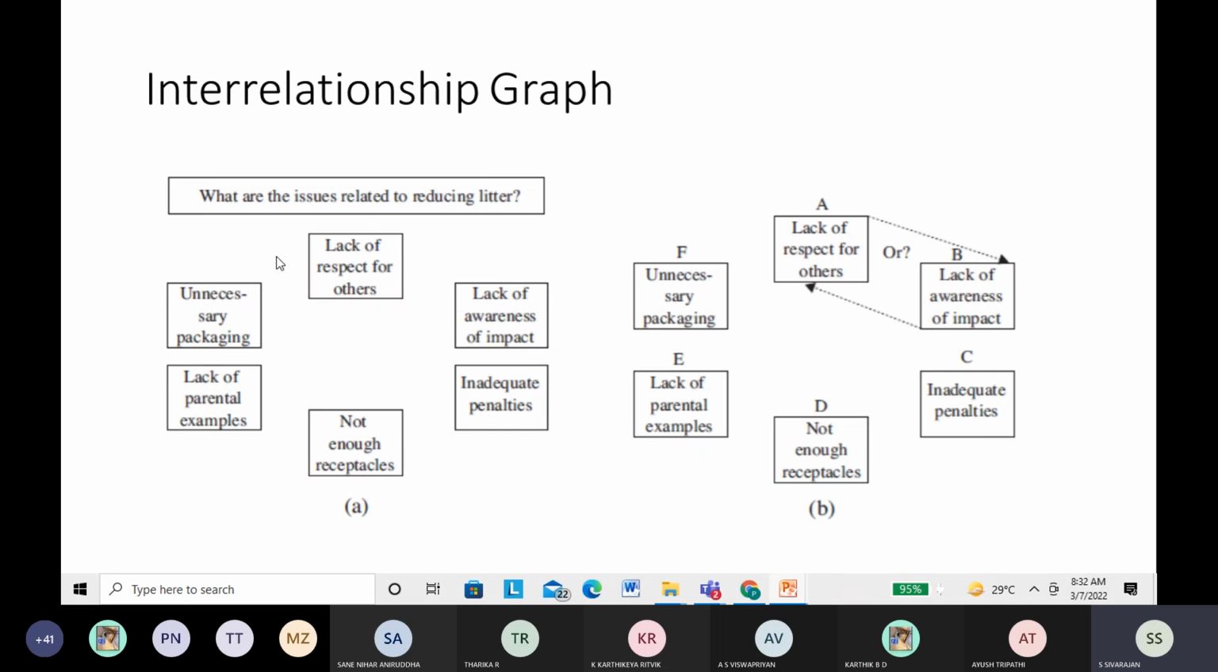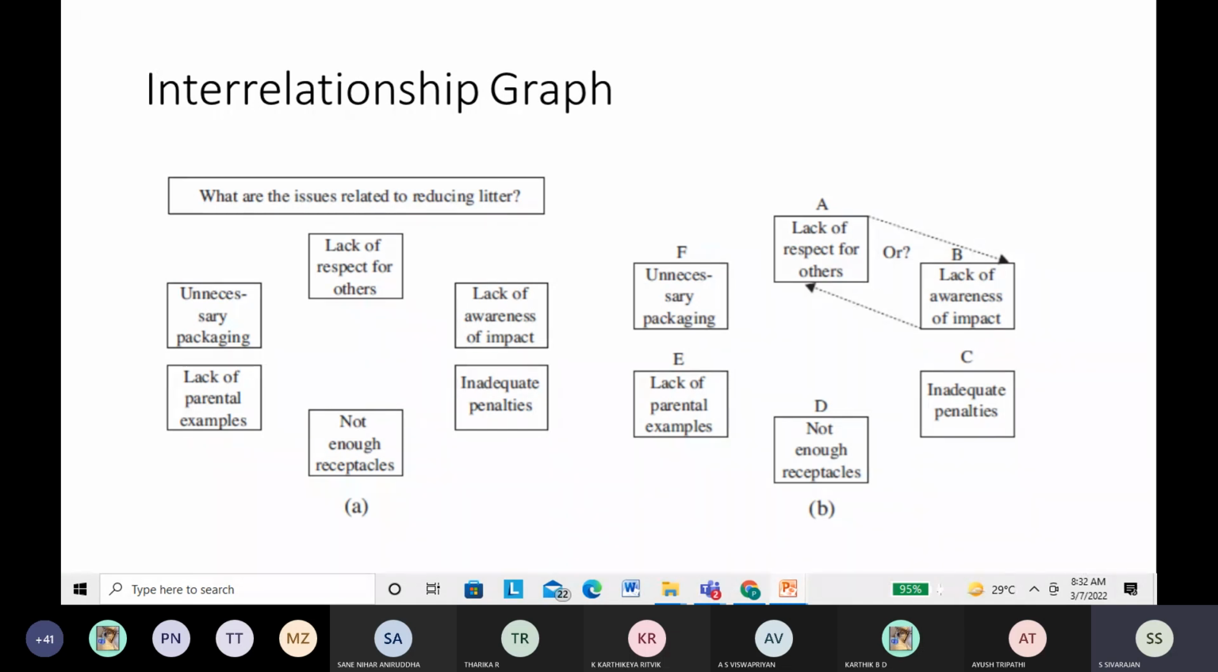So the procedure is like this. First, I will take it as A, B, C, D, E, F. What I'm doing is first I will take A and see what is the relationship with A. So now the effect is here. This is like the Ishikawa diagram, the fishbone diagram, only it has changed.